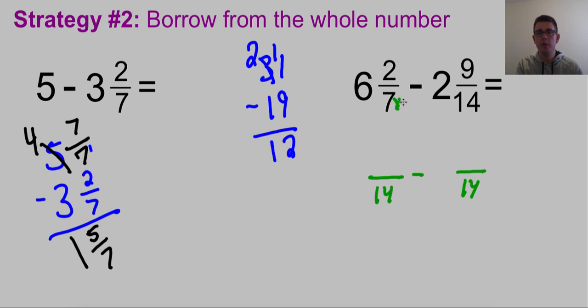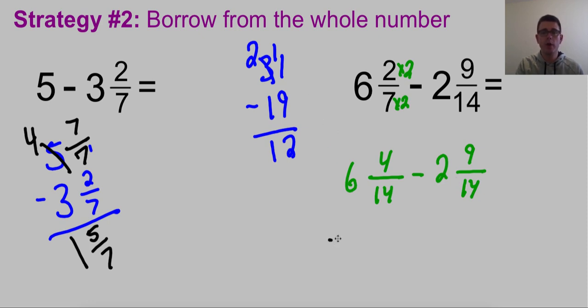To get from 7, I would multiply times 2. So do the same thing up top. And that gives me 4. So 6 and 4 14ths minus 2 and 9 14ths. It was already a 14, so I didn't need to change anything. But I can't do my subtracting. I can do 6 minus 2, but I can't do 4 minus 9. So this is where I have to do a little borrowing.